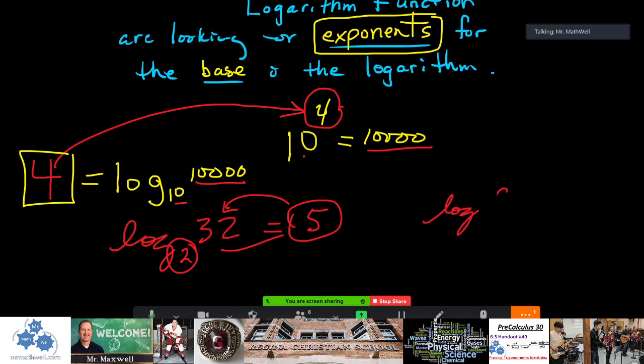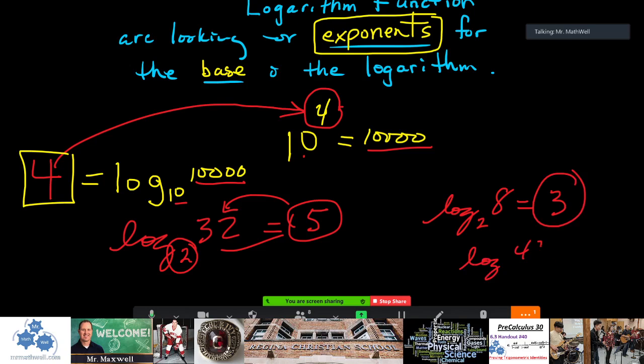The log of 8 base 2: 2 to the power of what is 8? Shout it out if you're awake. Well, 2 to the power of 1 is 2, 2 to the power of 2 is 4, 2 to the power of 3 is 8. So the answer is 3. Log of 8 base 2 is 3.